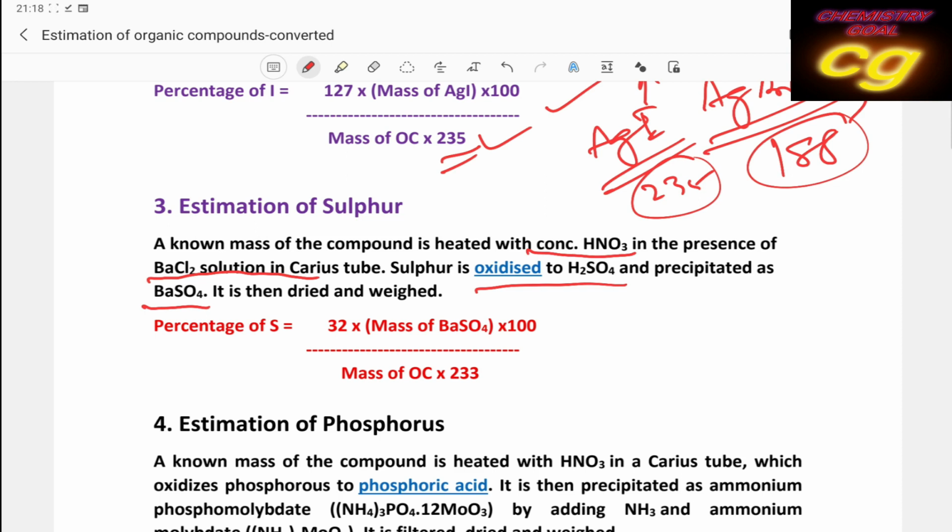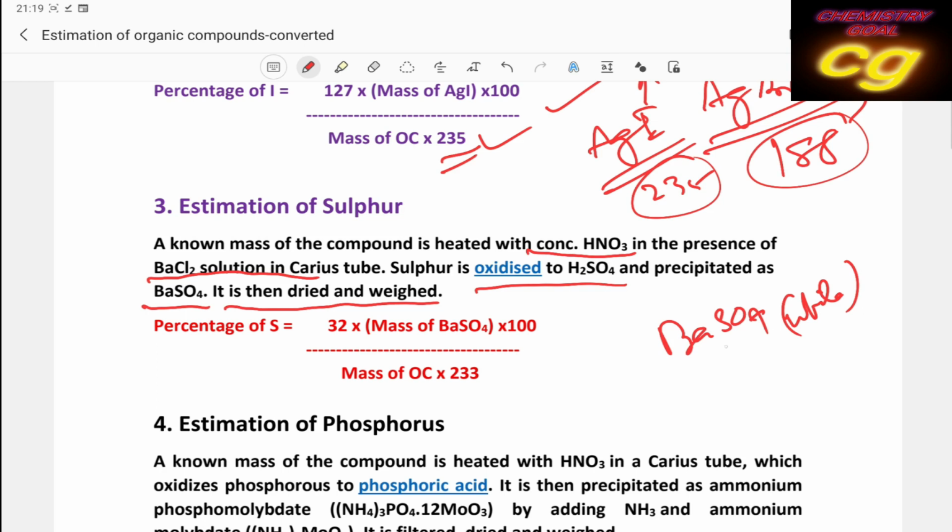When you add excess barium chloride solution, it is converted to barium sulfate. The barium sulfate produced, which is white in color, will be separated, then dried and weighed.